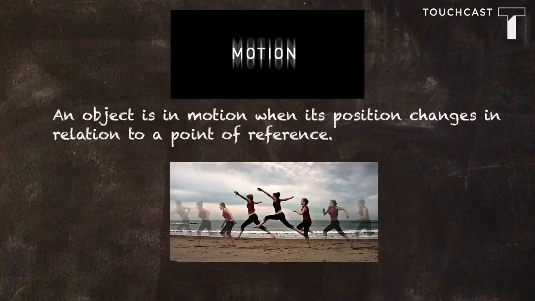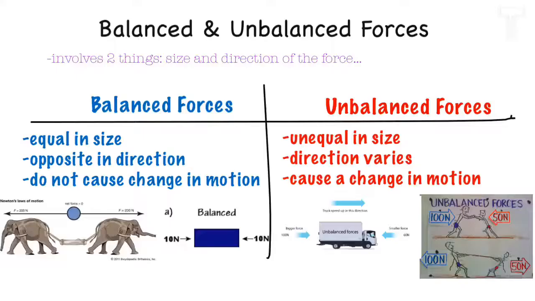Alright, so next, a quick review of motion. An object is said to be in motion when its position changes in relation to a point of reference. So let's say if we're looking at this picture here, you'll know that this girl is moving because in relation to, let's say, this point, she's moving away from it.